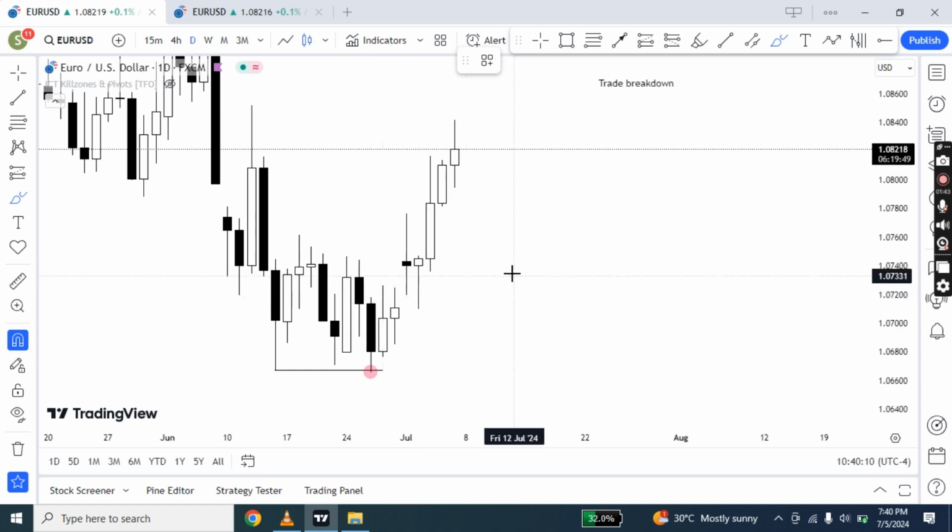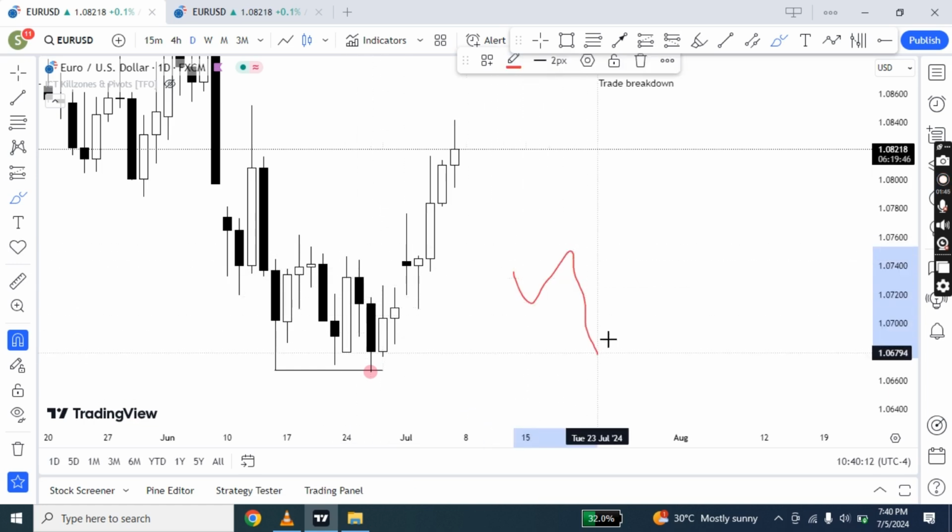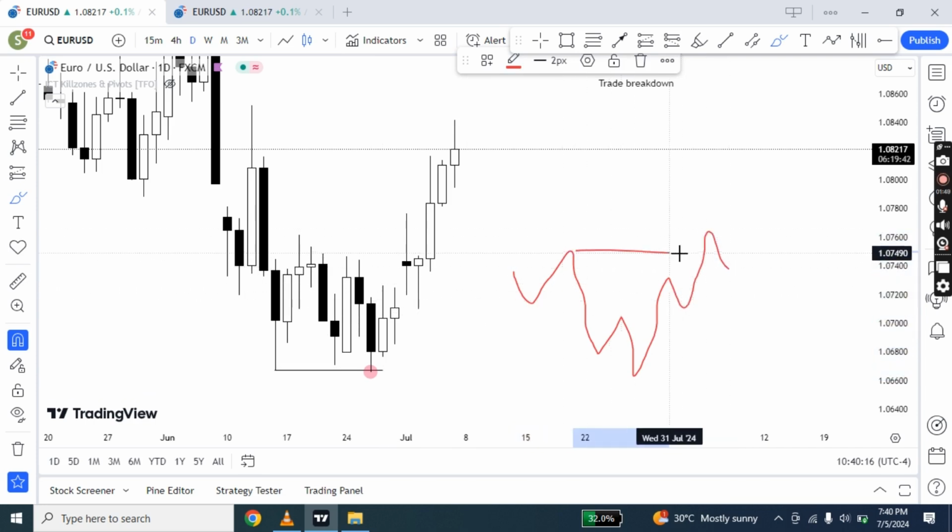Now, based on the rules of range trading, we know that when one side of the range is purged, our drawn liquidity becomes the opposing 50% of the range and eventually the opposing end of the range, right? This is basically how range trading works in a nutshell.